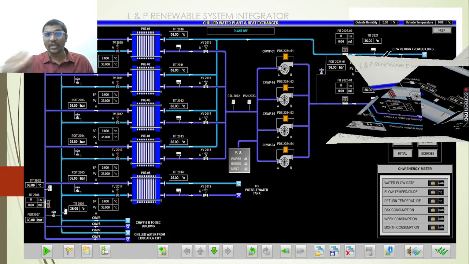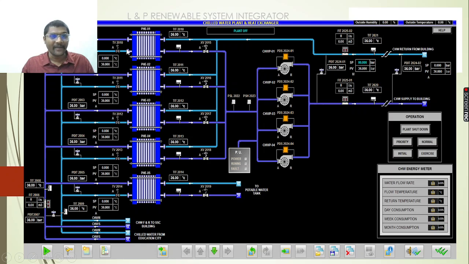See here, this is the chilled water plant graphics. We have valves 1, 2, 3, 4, 5. At 5 different locations we are using these control valves, and even after the heat exchangers we have control valves. All these valves we are operating with the help of the valve actuators.